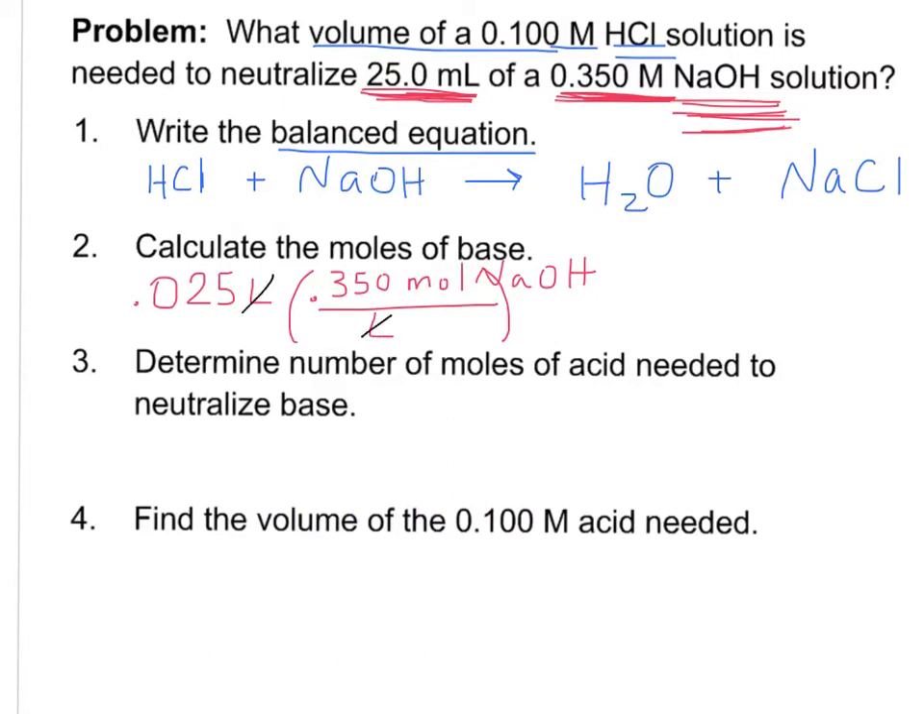So my liters cancel out, and I end up, if I plug that into my calculator, with 0.00875. I'm limited by the sig fig here, so I'll say 0.876 moles of NaOH. That's how many moles of my base I have. So now, since I know how many moles of sodium hydroxide I have, I need to find out how many moles of hydrochloric acid do I need to neutralize this solution.